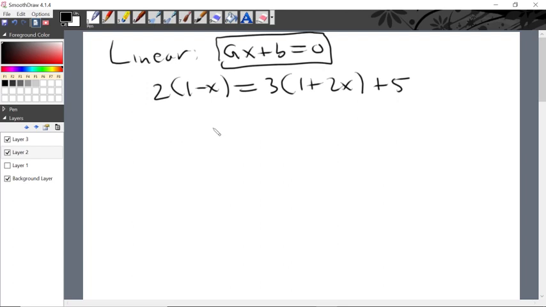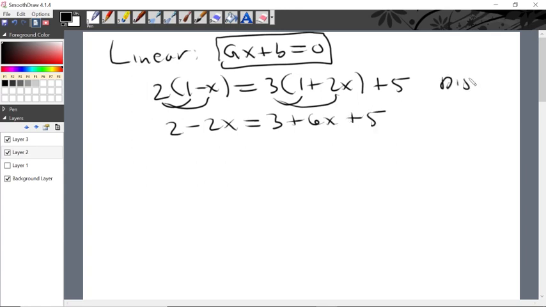So that then determines the types of techniques that you can therefore apply. Alright, so here's the techniques that we're going to apply here. Here's one thing I could do. I could distribute. We distribute the 2, distribute the 3. Alright, so we get 2 minus 2x on the left side. We get 3 plus 6x plus 5 on the right hand side. Alright, that was our distribute step.